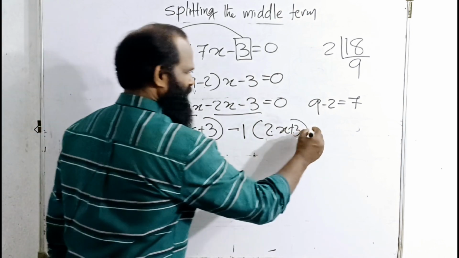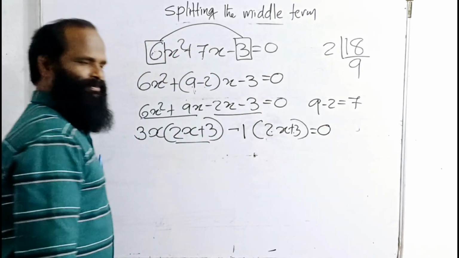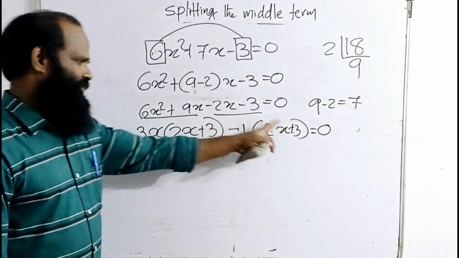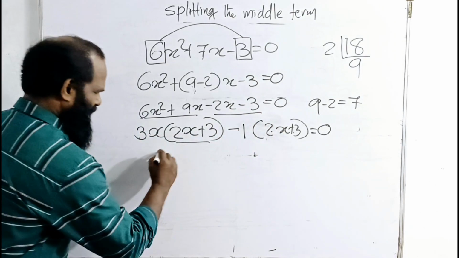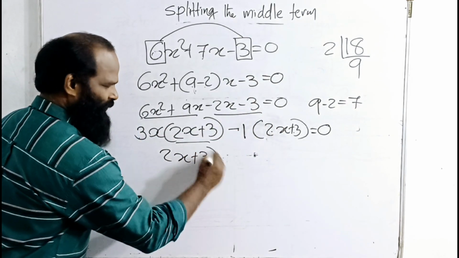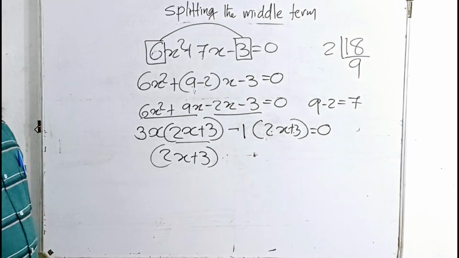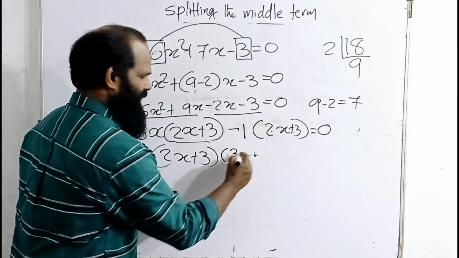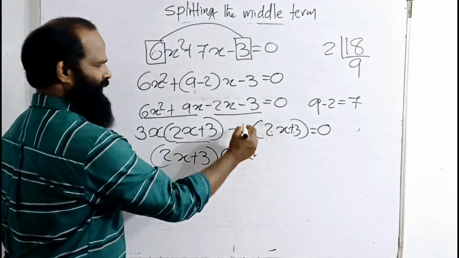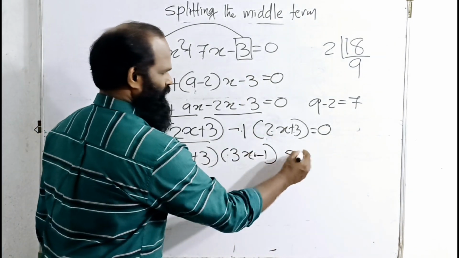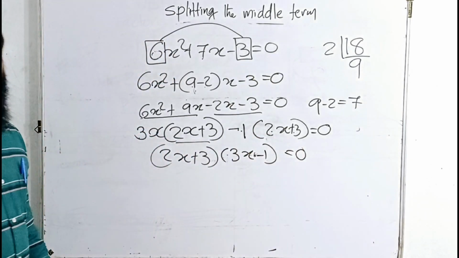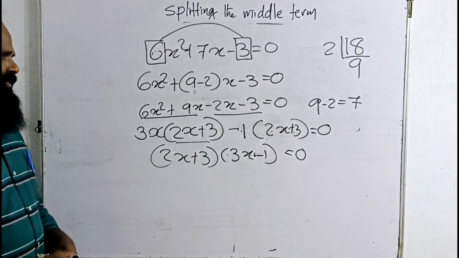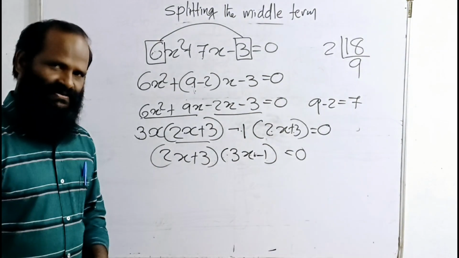Our factorization is perfect. 2x plus 3, 2x plus 3. You can write 2x plus 3 once. ഇനി ഇതിന്റെ വെളിയിലുള്ളത് 3x ആണ്. നമുക്ക് എഴുതാം 3x. ഇതിന്റെ വെളിയിലുള്ളത് -1. Factorization is complete. We shall now go for the values of x.